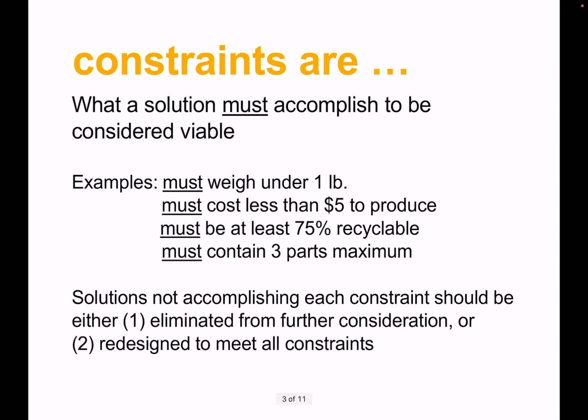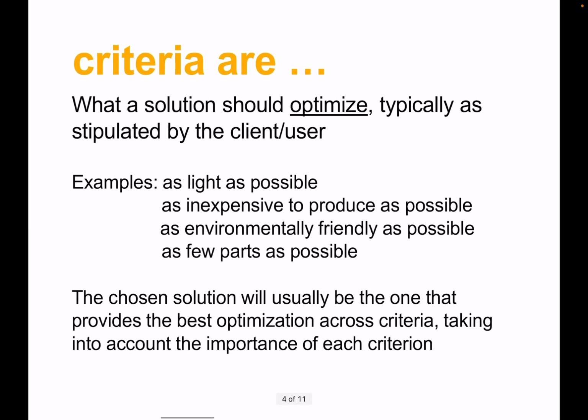And notice that each of these has something quantitative attached to it. Criteria are more of what a solution should optimize. Examples of this are, the product should be as light as possible, or as inexpensive as possible, or environmentally friendly, or as few parts as possible. But you see, these are a little bit more qualitative, and they're things that you're just trying to optimize, trying to figure out what combination makes the best product that you can. So the chosen solution will typically be the best optimization across criteria.